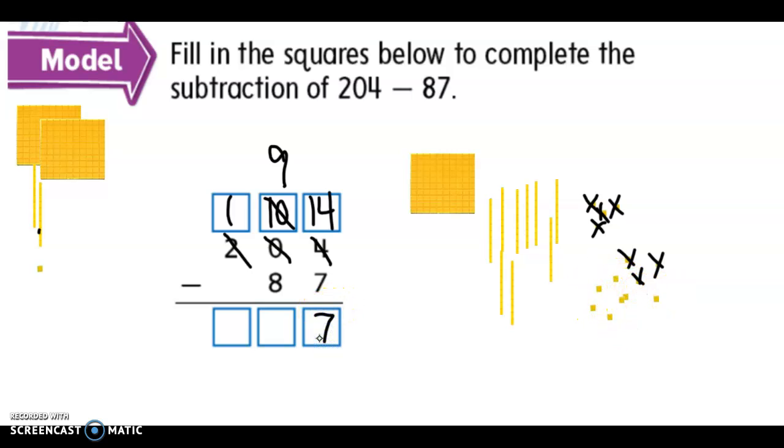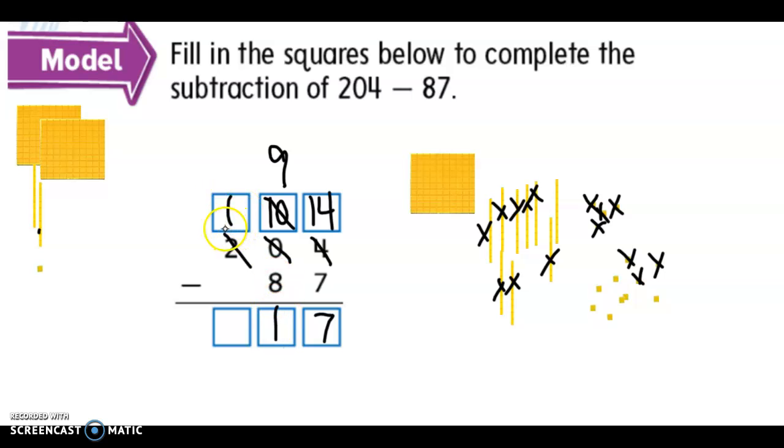14 minus 7 is 7. Then we go to our tens. We have 9 of them. See the 9 up there? It wants us to take away 8. 1, 2, 3, 4, 5, 6, 7, 8. That leaves us with 1 ten left because 9 minus 8 is 1.